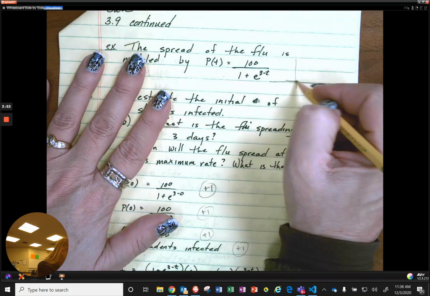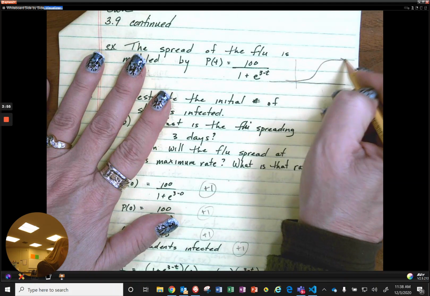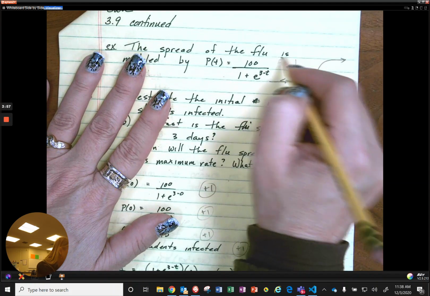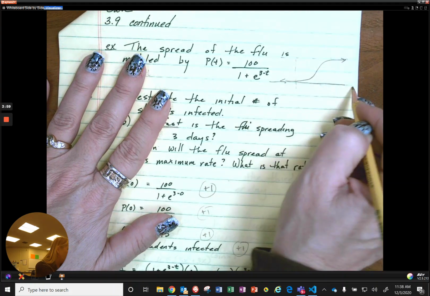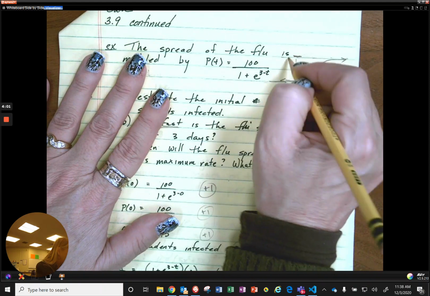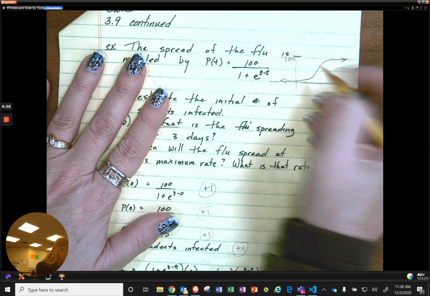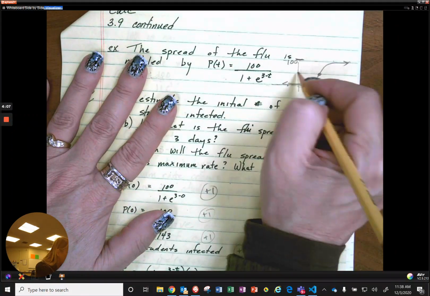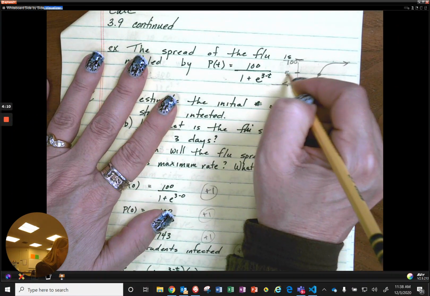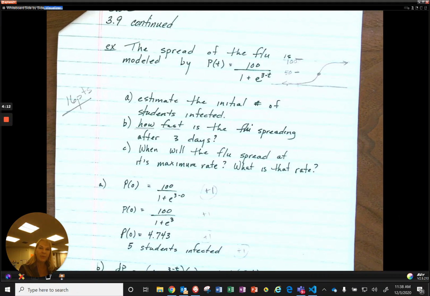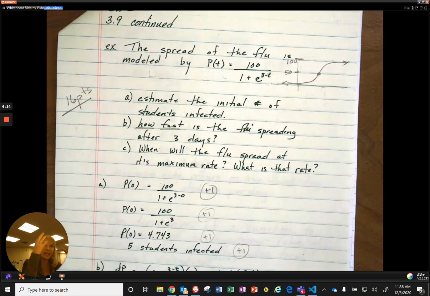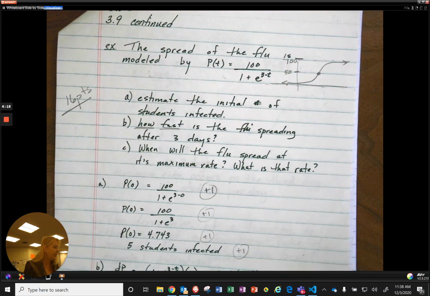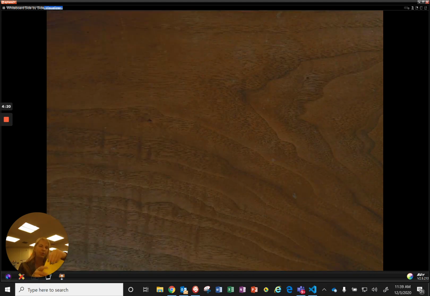where it has an asymptote along here and an asymptote along here. And this maximum value is 100. Your fastest rate occurs when P equals the halfway point, when P is 50. That is always true for logistics growth.